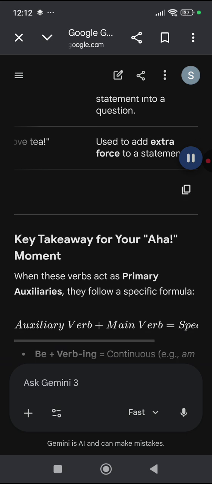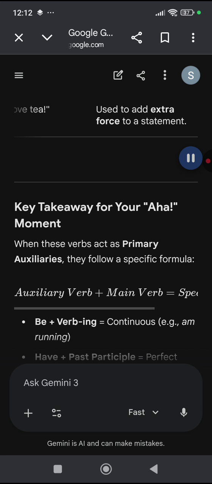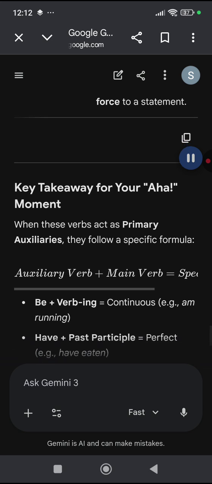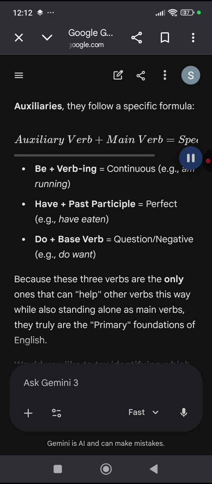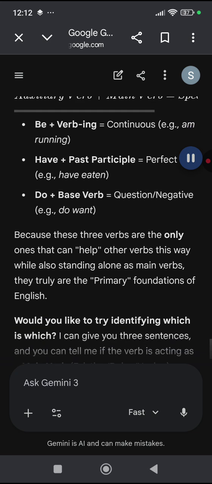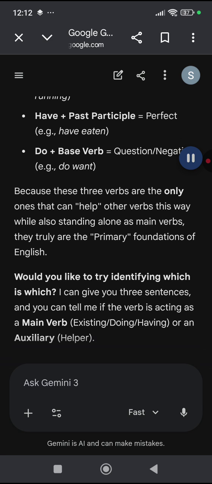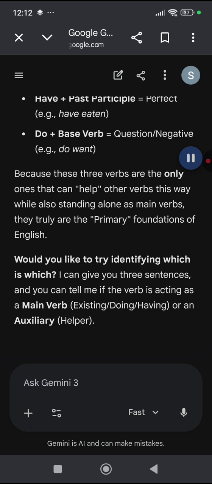Key takeaway for your aha moment. When these verbs act as primary auxiliaries, they follow a specific formula. Be plus verb-ing equals continuous, e.g., am running. Have plus past participle equals perfect, e.g., have eaten. Do plus base verb equals question, negative, e.g., do want. Because these three verbs are the only ones that can help other verbs this way while also standing alone as main verbs, they truly are the primary foundations of English.